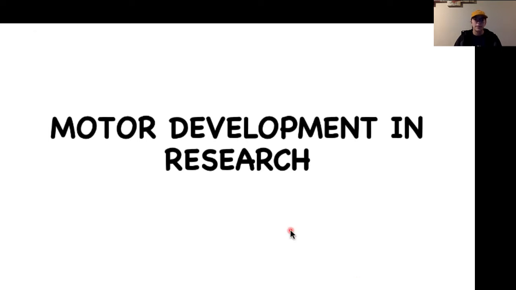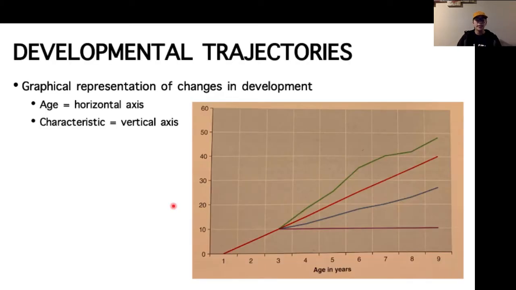In our last section, we will be talking about how we research motor development. The big thing that we typically look at is something called a developmental trajectory. Basically, it's a graphical representation of changes in development over time. Age or some type of unit of time is usually on the x-axis, and the characteristic that we're observing the developmental trend in would be on the vertical axis.